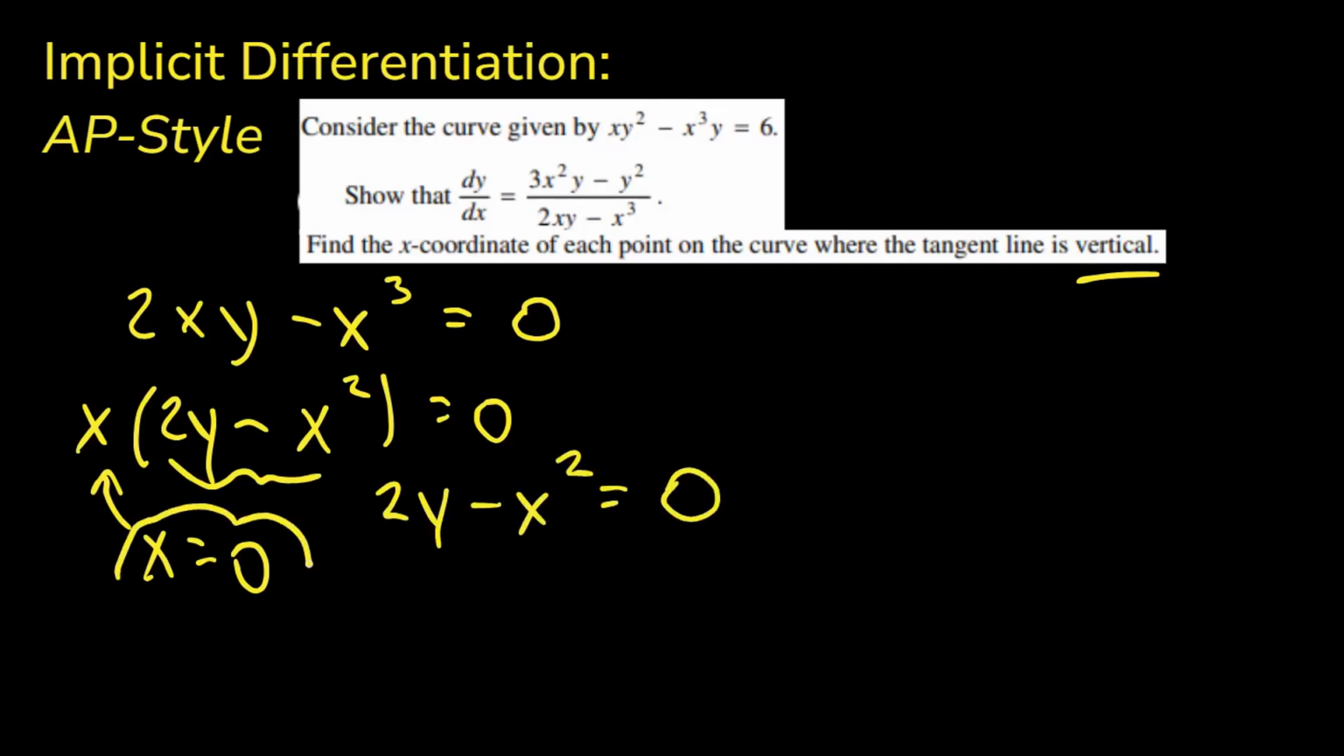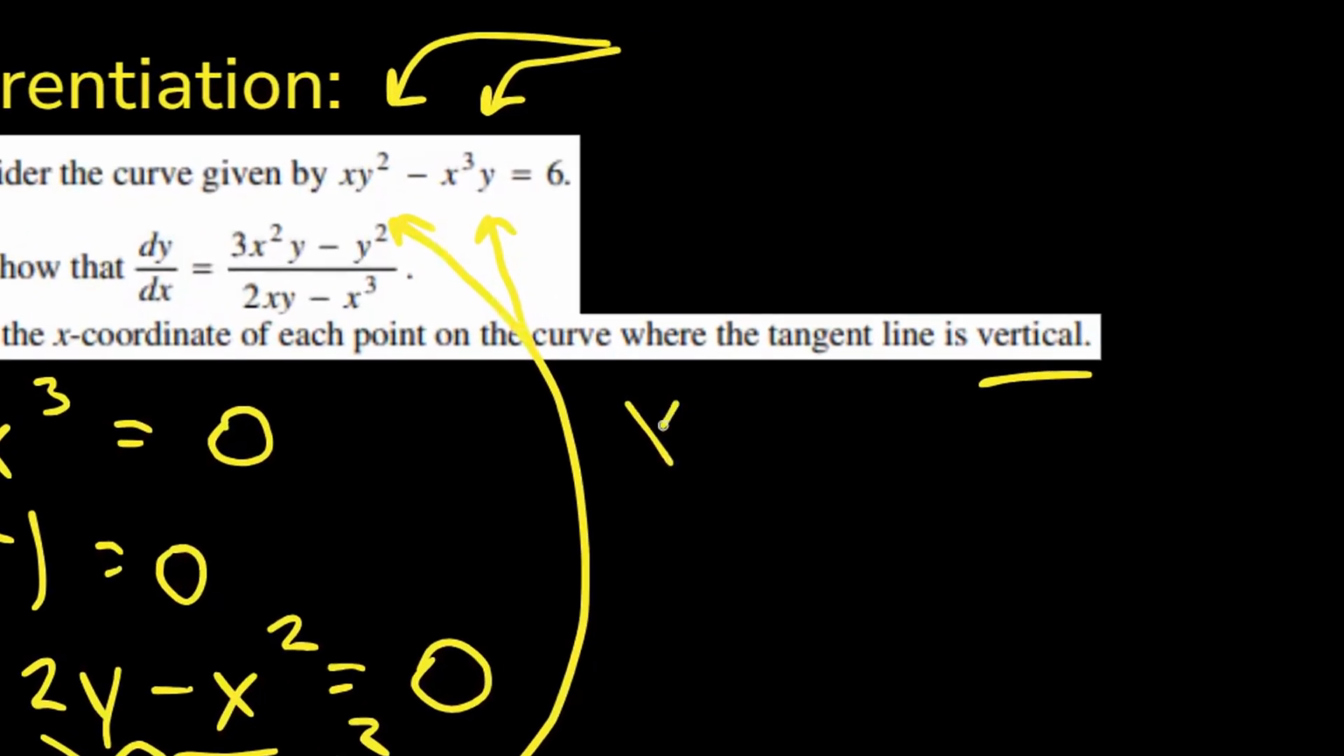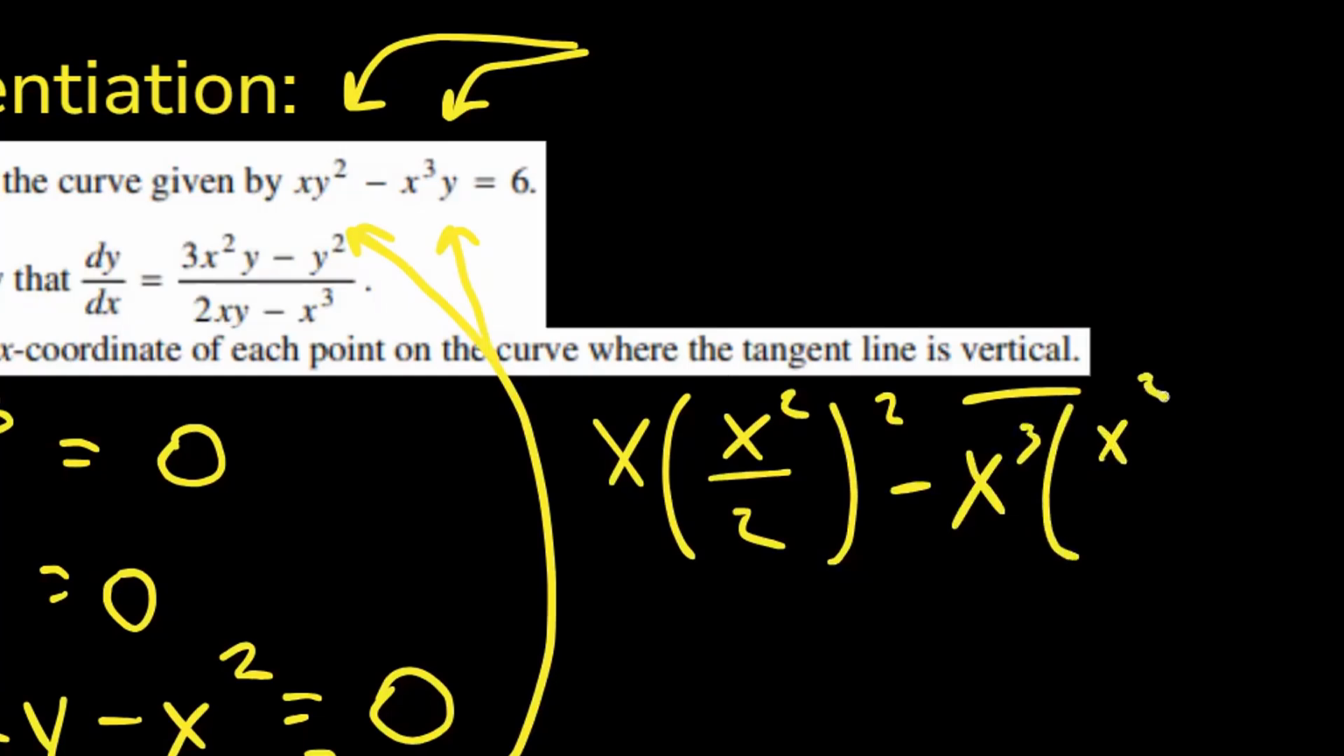Here, this x-coordinate of 0, if you plug that back into the function up here, is not going to be a solution. So we eliminate that, because if you plug 0 in, then the equation would say that 0 equals 6, which is false. Then if we have this second equation here, what we can do with this is solve this for y, and then substitute that into the original equation where there's a y. So it would be x times y squared, so x squared over 2 squared, minus x cubed times y, which is also x squared over 2, equals 6.